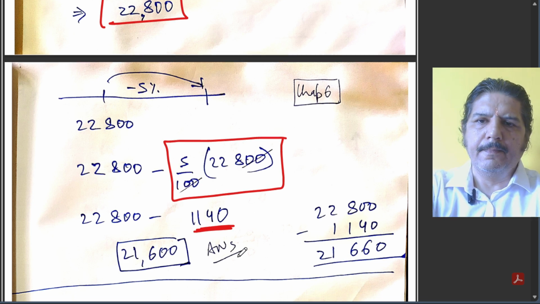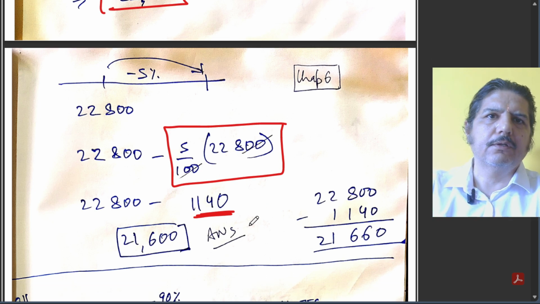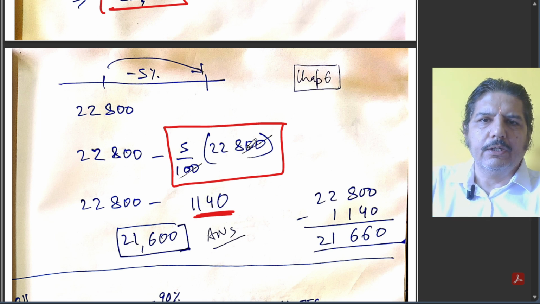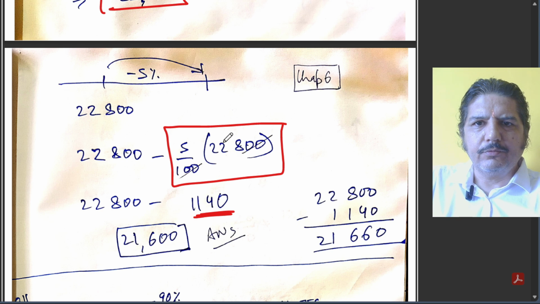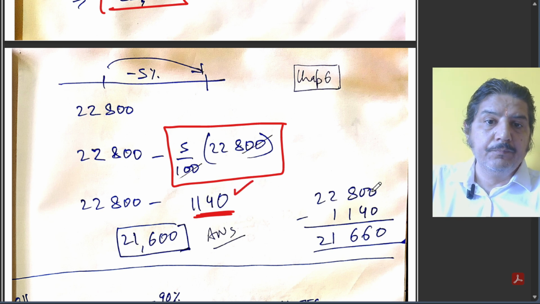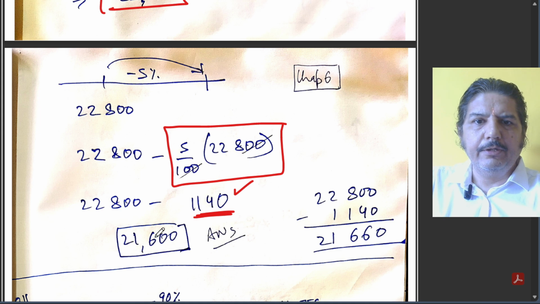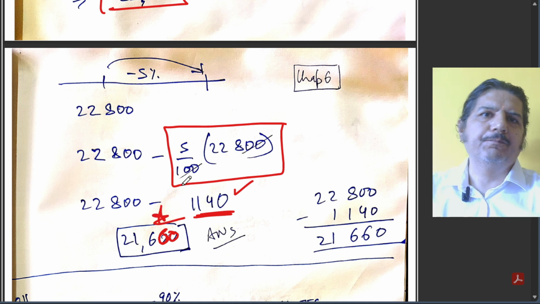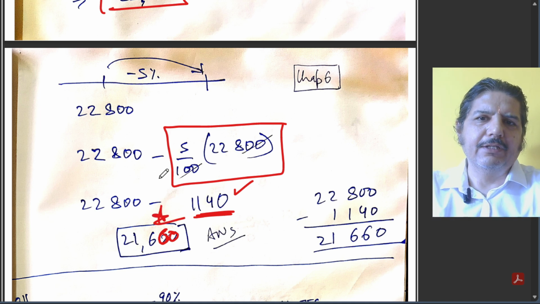Therefore, there seems to be some calculation error. You can let me know in the comment section. So 8 5s are 40, 5 1s are 5, 1140. So 22,800 minus 1140, yeah, it would be 21,660. I think this is the correct answer. If there is some mistake, please let me know in the comment section. So this is how we do this question.